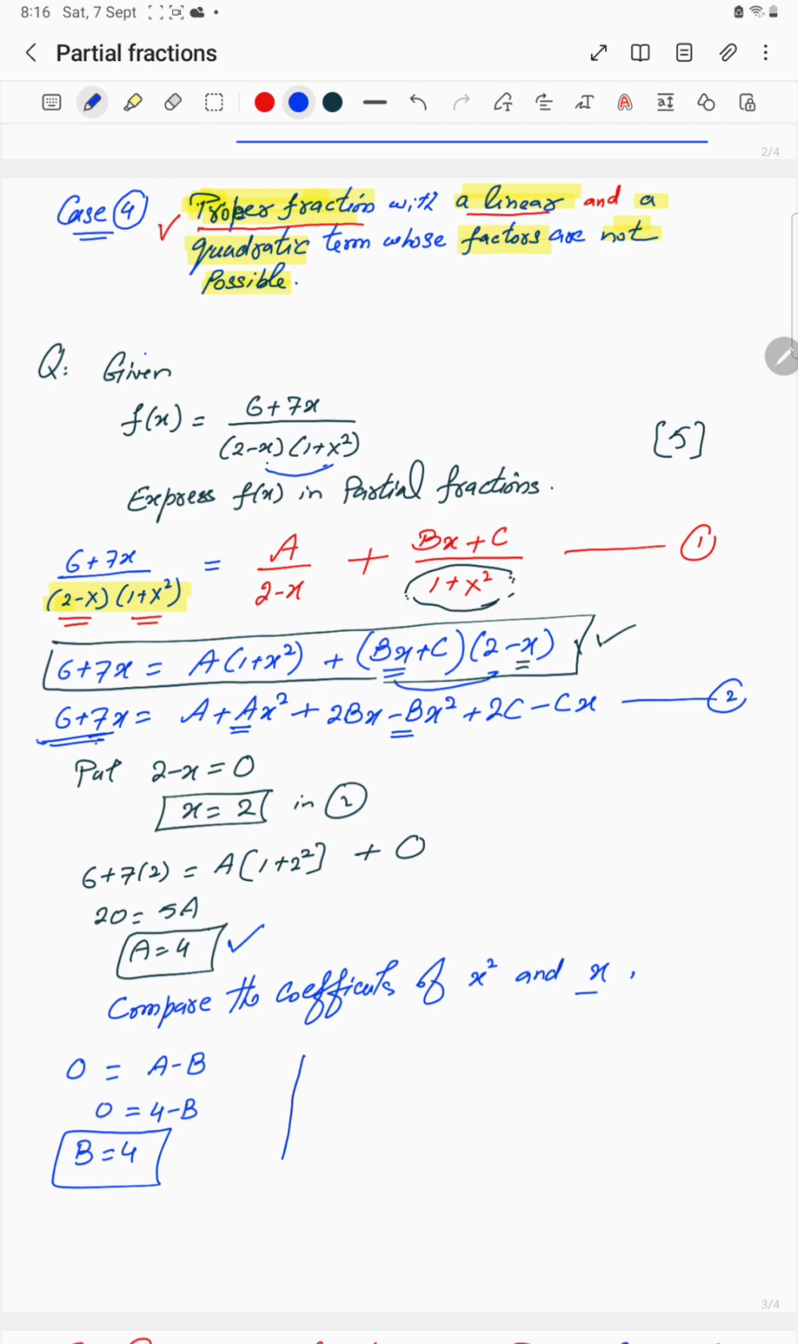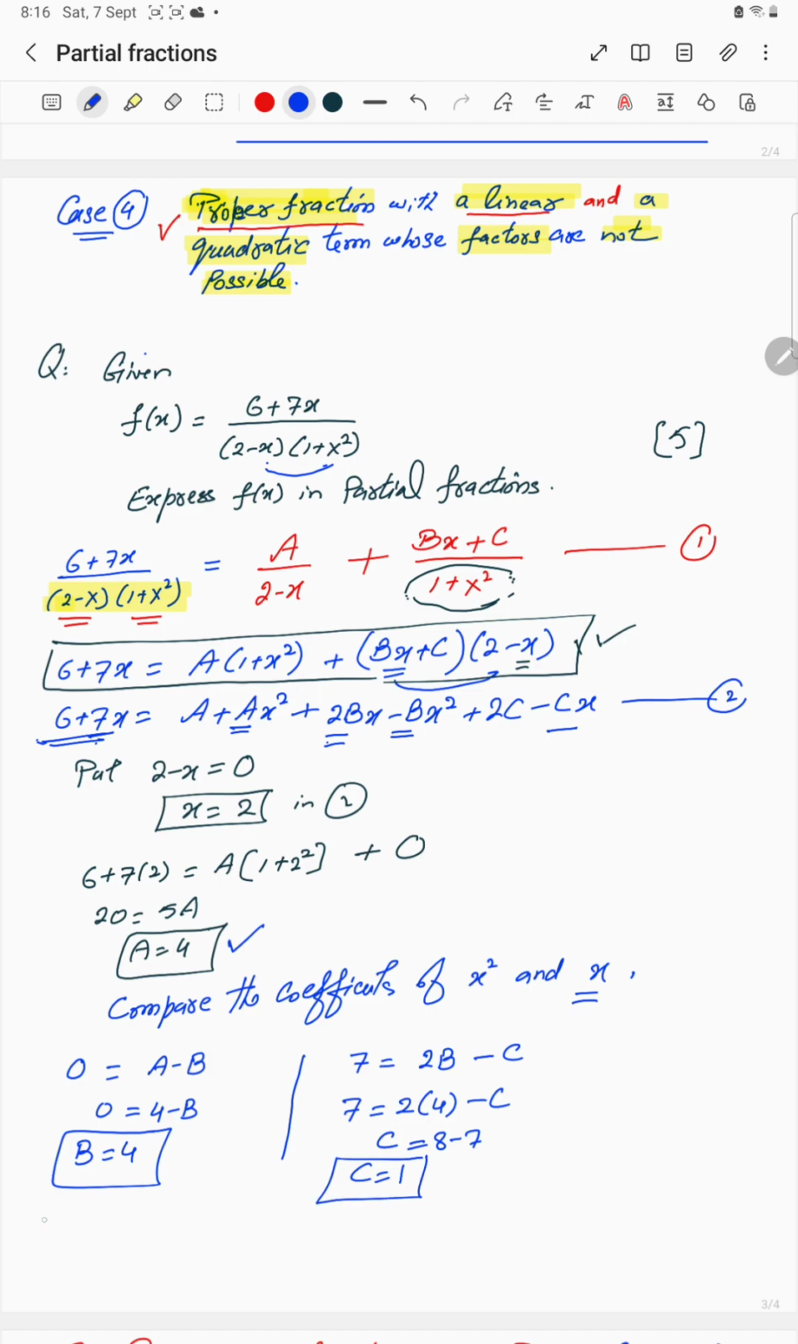Also, comparing the coefficient of x, on the left-hand side the coefficient of x is 7, and on the right we have 2B minus C, with B as calculated before. Replacing the value of B, you can see 8 minus 7 comes to be C, so C will be 1. So these are the values.